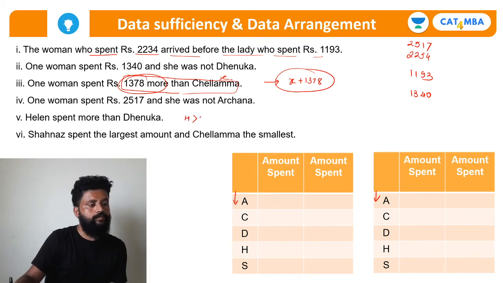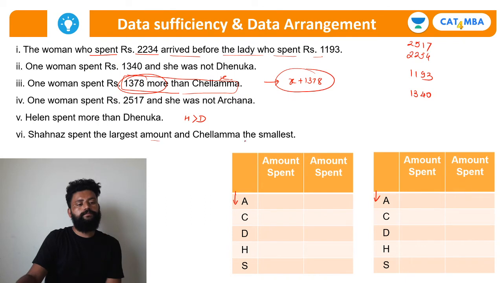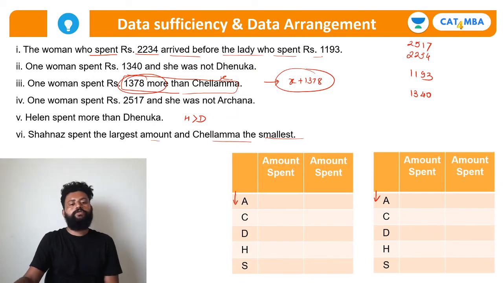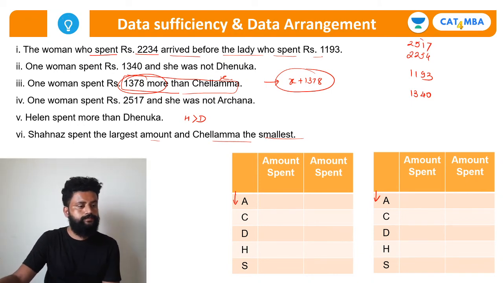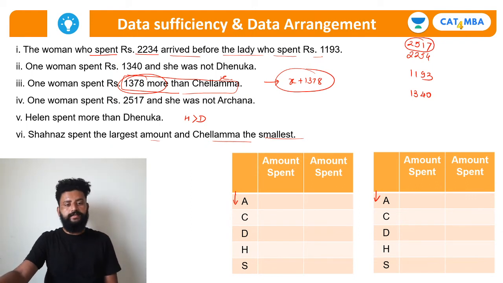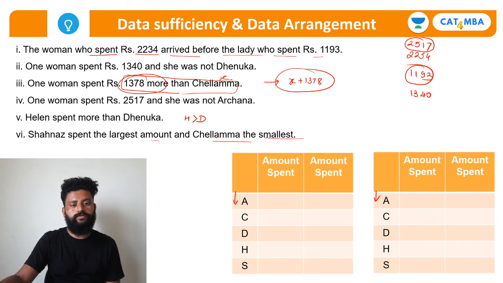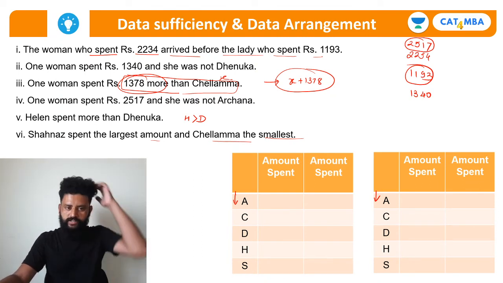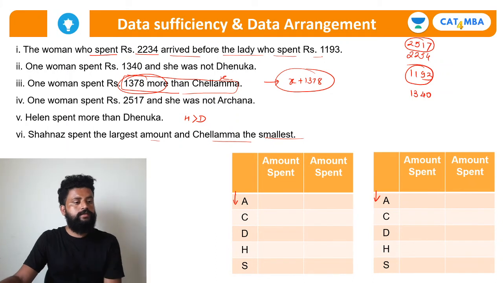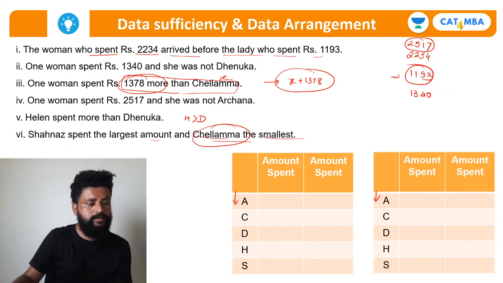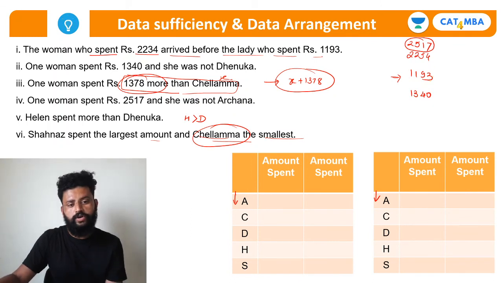Helen spent more than Dhenuka. Then Shehnaz spent the largest amount, and Chelima spent the smallest amount. We don't know which one is the largest and which one is the smallest. If we consider this as the largest, there is nothing more than this, and out of these 4 we have the smallest and largest. But we don't know if these are actually largest and smallest. One woman spent 1378 more than Chelima, and Chelima spent the smallest, so Chelima must be this, or there could be another small value.